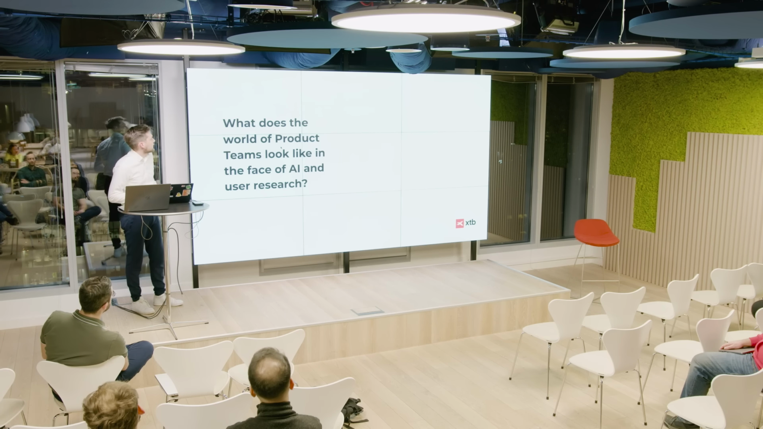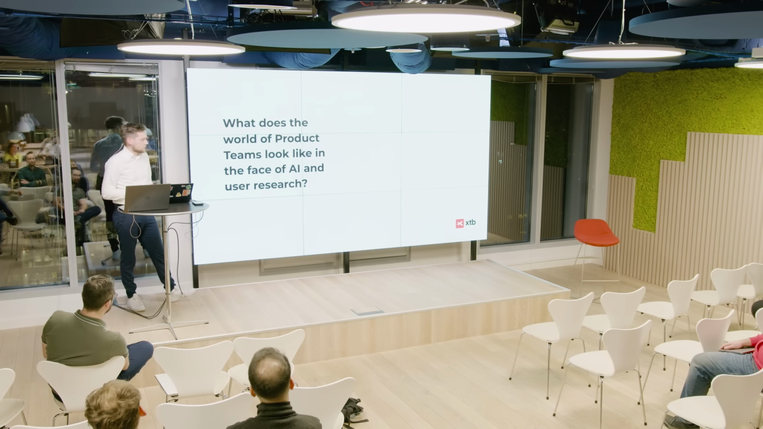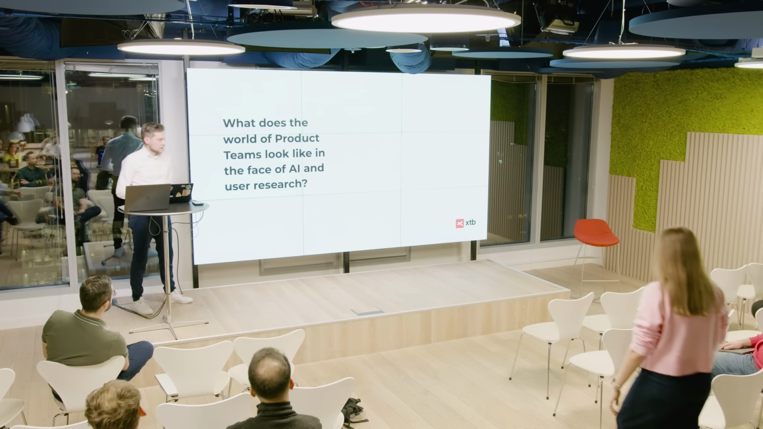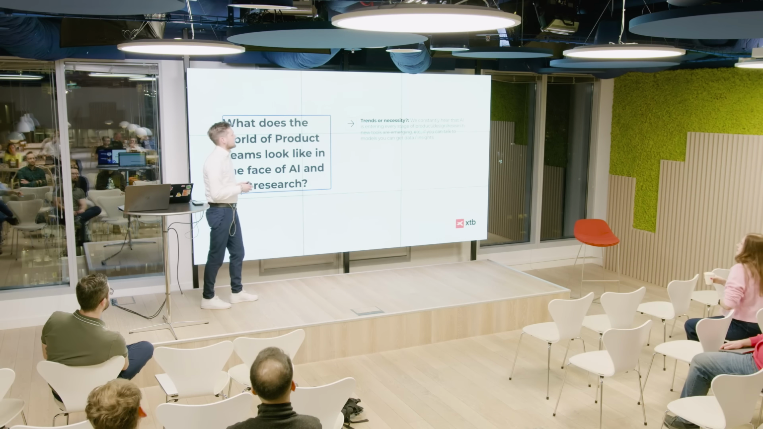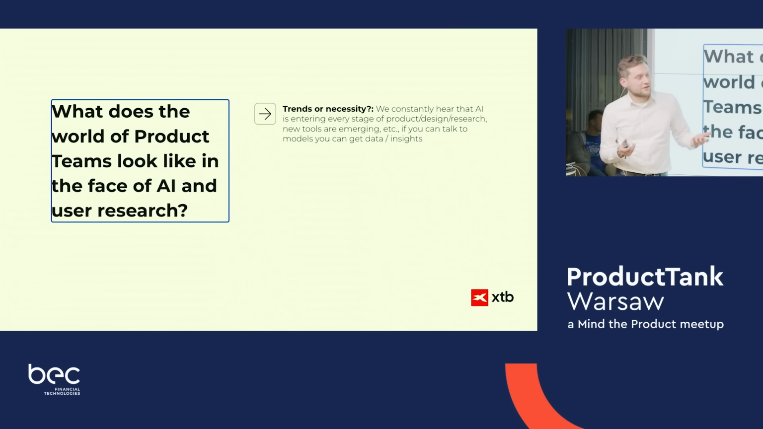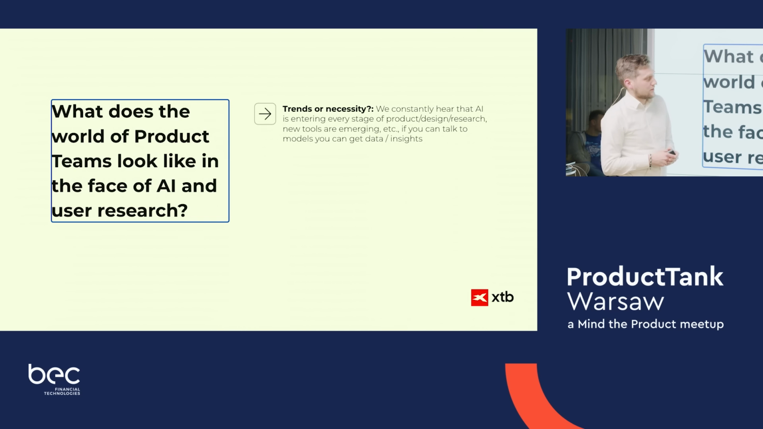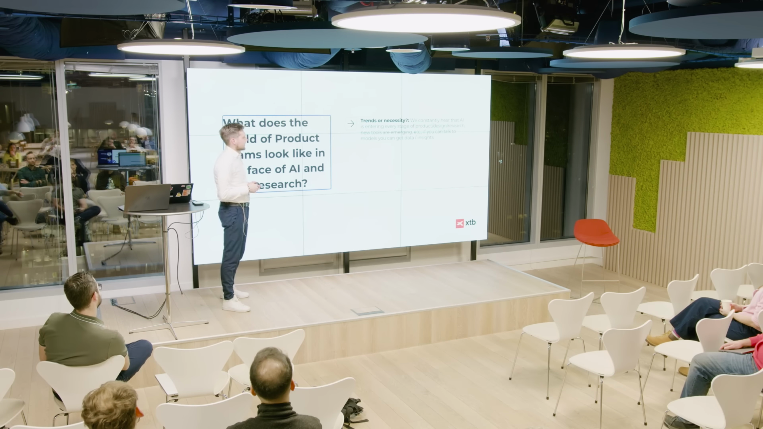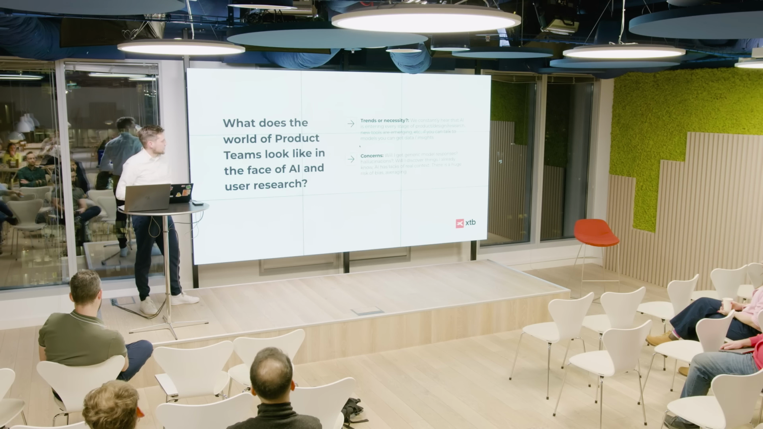But before that, I have a question for you. What does the world of product teams look like in the face of AI and user research right now? Because I have some thoughts about that. Is it a trend or necessity right now? Because we constantly hear that AI is entering every stage of product development, obviously. Product, design, research. New tools are emerging every month. And now, since the GPT models and AI models are available, we can also talk to the models and get some data insights. And that of course brings some concerns.